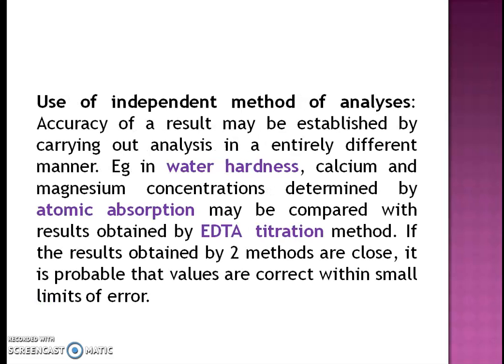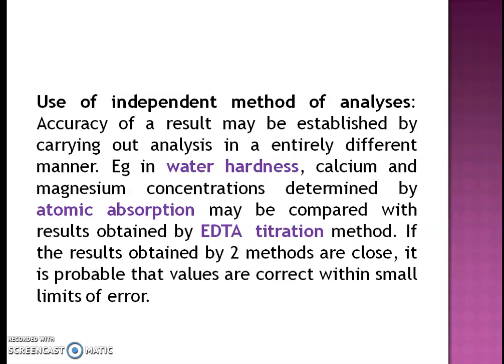Next is use of independent method of analysis. So here we carry out the analysis of the same sample by two different methods, and the result of both the methods can be compared. If we find that the results by the two methods do not match, it means that there is some problem in our analysis and the result we have obtained is incorrect. So accuracy of a result may be established by carrying out analysis in an entirely different manner.